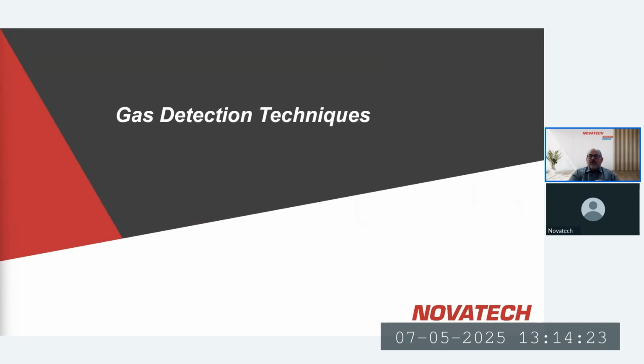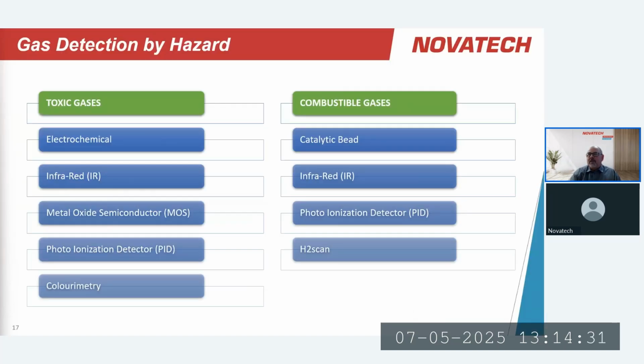Okay, so let's talk about the techniques and the actual technologies that are used, and this is really going to be the focus of the presentation today. We'll look at it by hazard and hazard type. There is a little bit of overlap. Some techniques can be used for both the detection of toxic gases and combustible gases, primarily infrared, but mostly they tend to live apart.